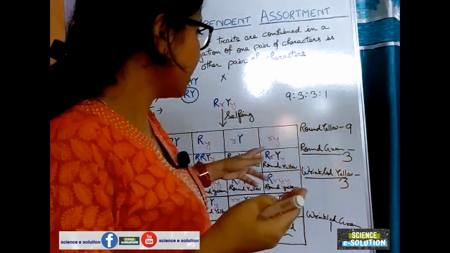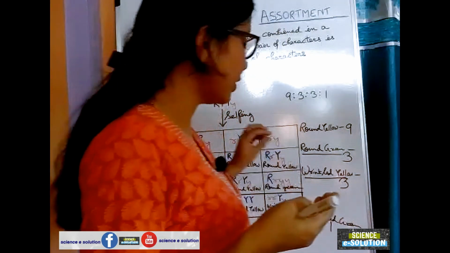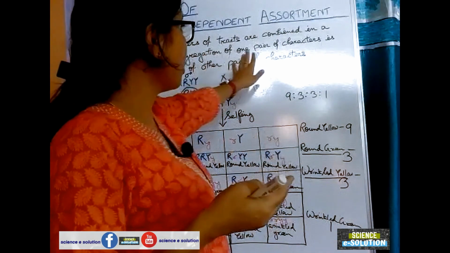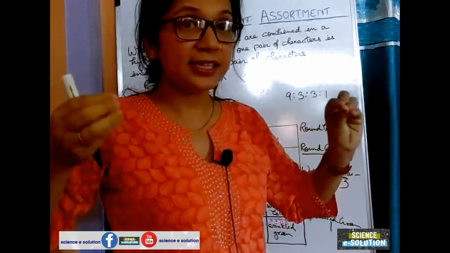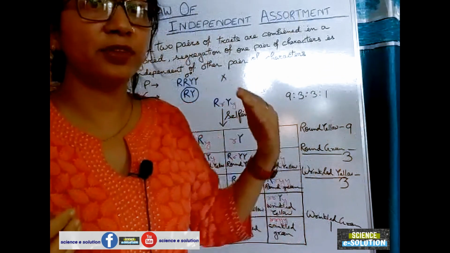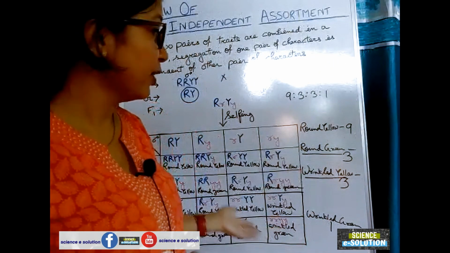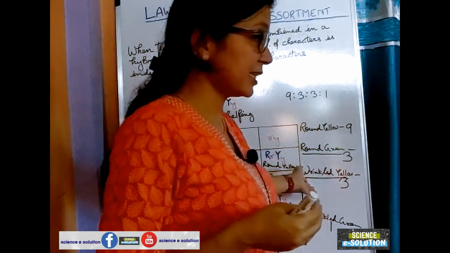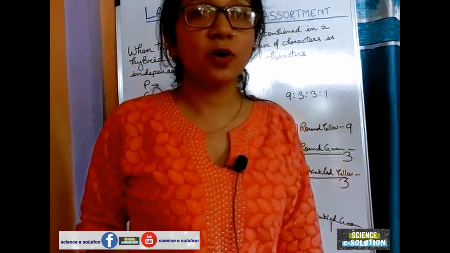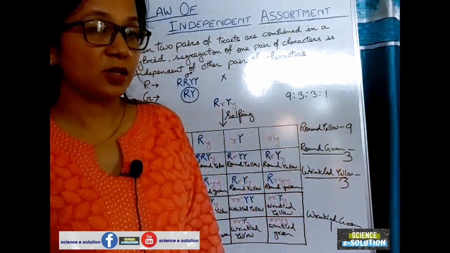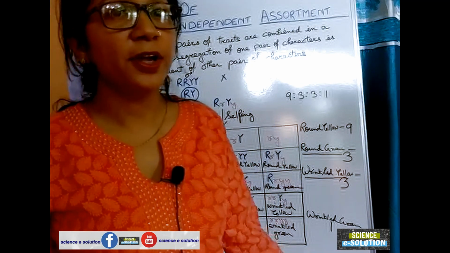So wrinkled seed could be yellow or round seed could be green. That means round and yellow are not related. One character is segregated independently of the other character. That is why we get different characters in the progenies. This is what the law of independent assortment explains. I hope you understand it.